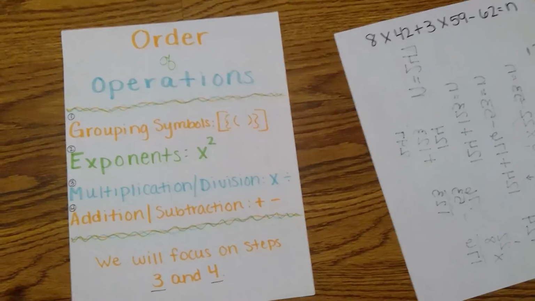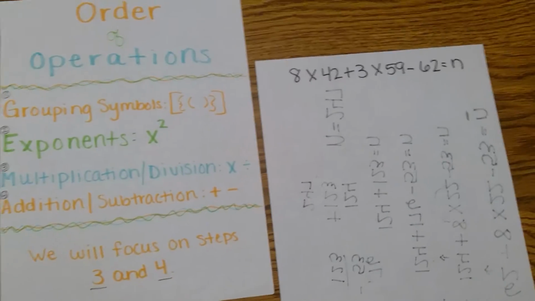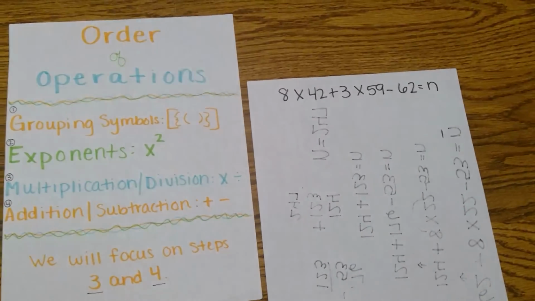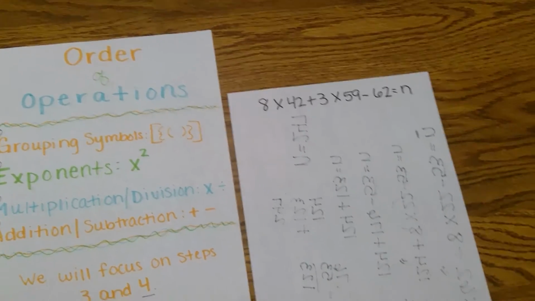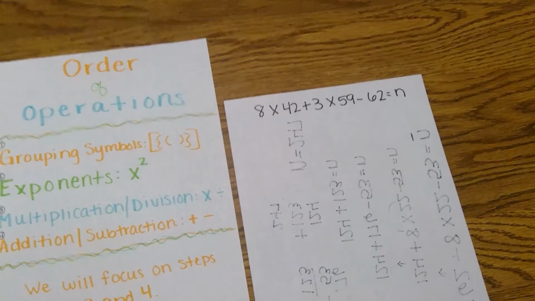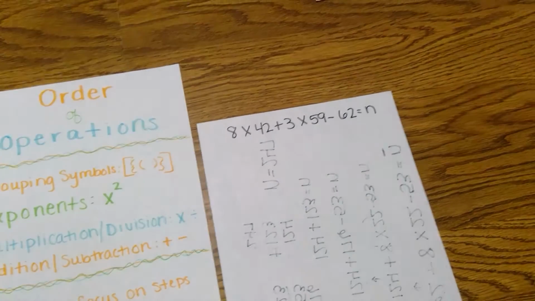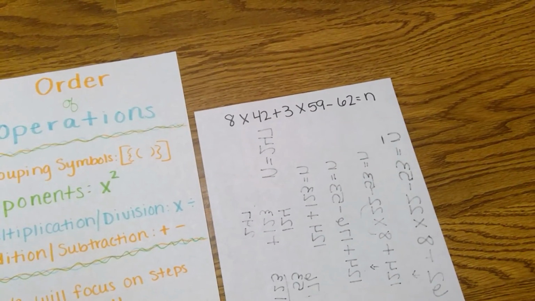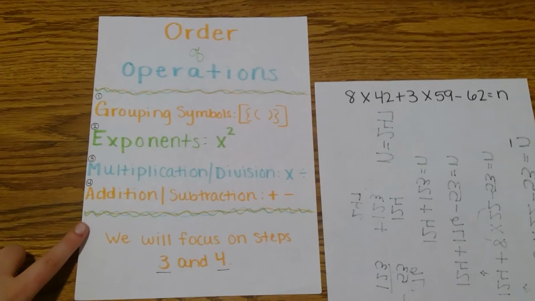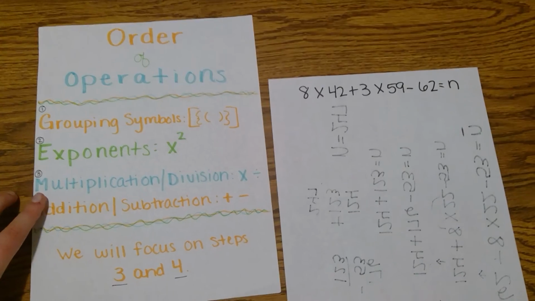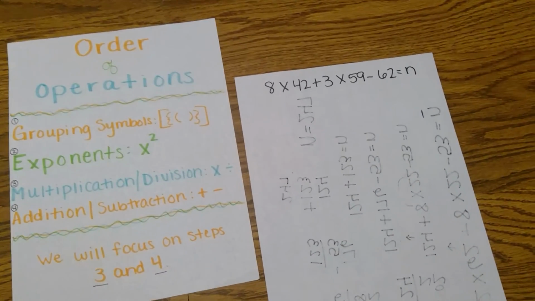Again, in this lesson we're focusing on steps 3 and 4. In our problem here, we have multiplication, addition, and subtraction. So which two are we going to multiply first? Good, yes, we can multiply 42 times 8. Right, and then 3 times 59. Let's refer back: you got your multiplication and your division done. In this case, there was no division, so your multiplication's done.